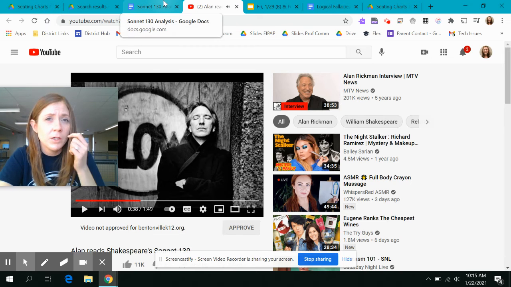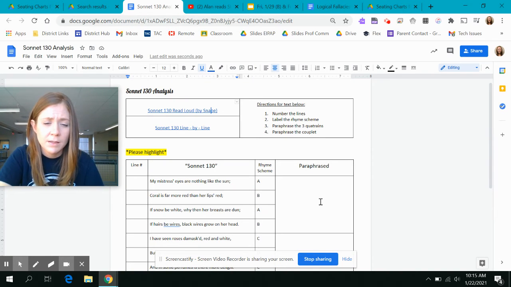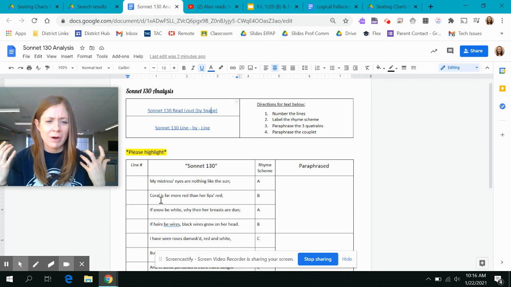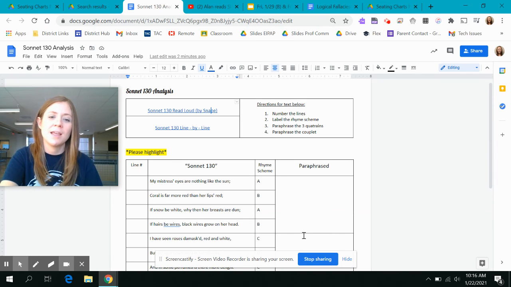Okay, so I'm not going to do the whole poem with you, but I will do this quatrain. So here Shakespeare is talking about his mistress, his lady friend, and he says, her eyes aren't beautiful. Her lips aren't the pretty shade of coral. Her skin is dark. It's not like this white, beautiful snow. Her hair is wiry. It's not silky and smooth. So Shakespeare is really dissing his lady here, and you would want to paraphrase that in the quatrain.